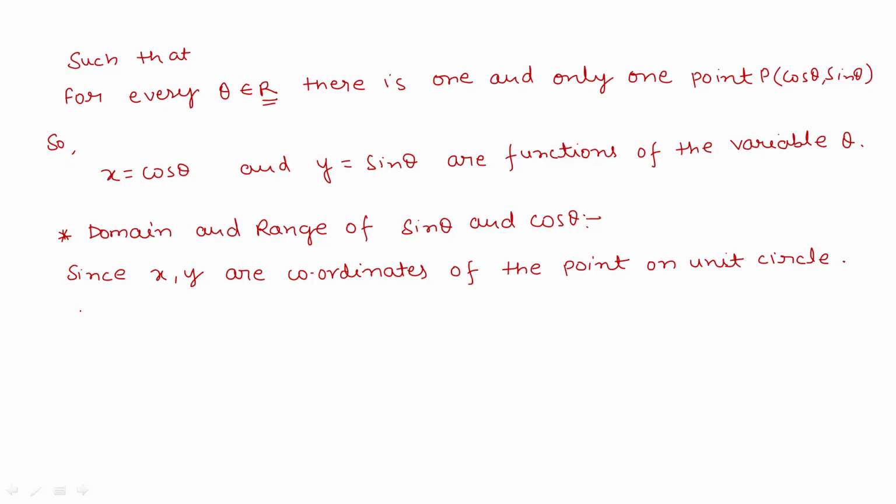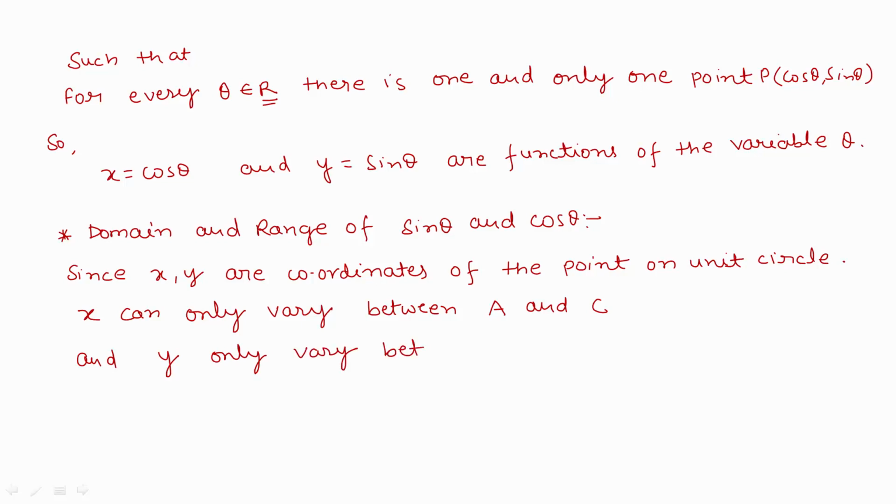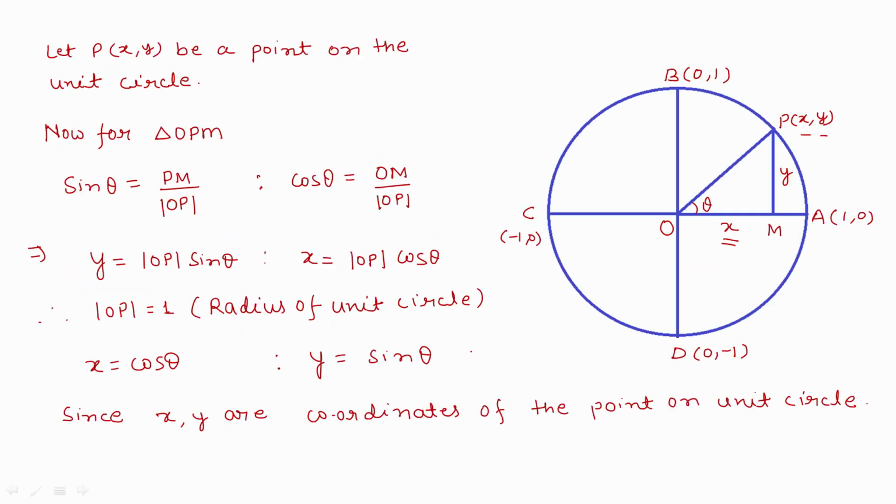X can only vary between A and C. This means Y can only vary between B and D. This point, this value can only vary between B and D.